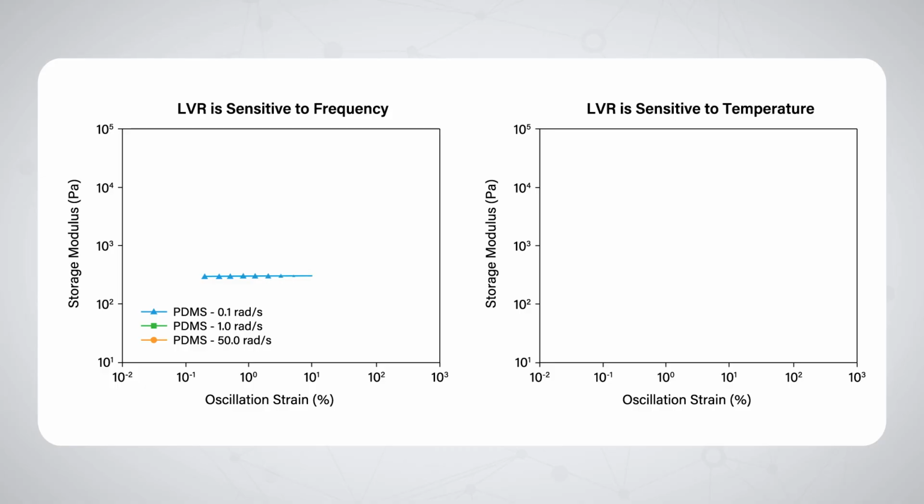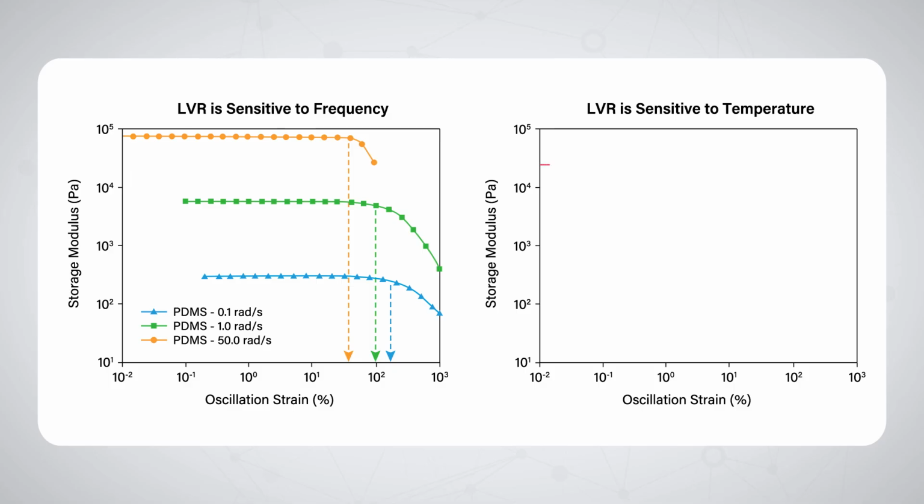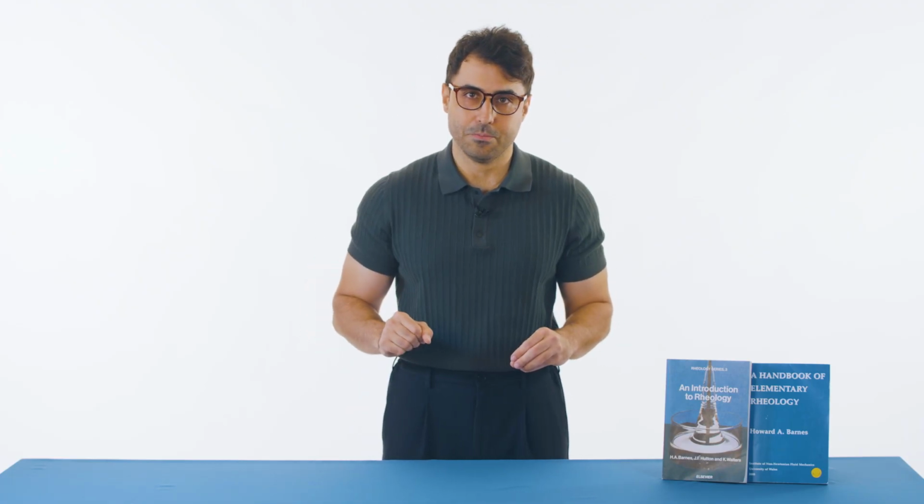But here's something important to remember. The LVR isn't fixed. It's sensitive to both frequency and temperature. At lower temperatures or higher frequencies, materials tend to stiffen, and that means the LVR narrows. So before you run your tests, make sure they still fall within the LVR under your specific conditions.